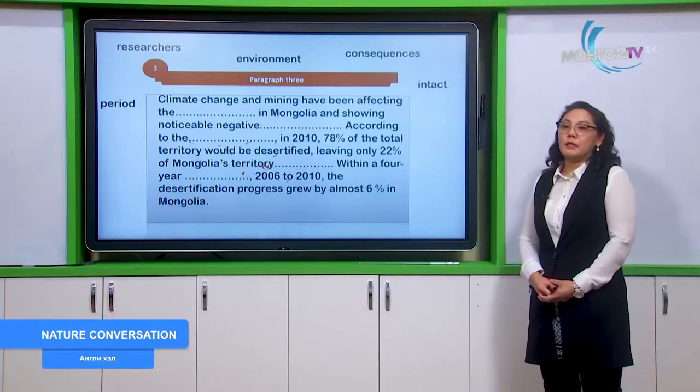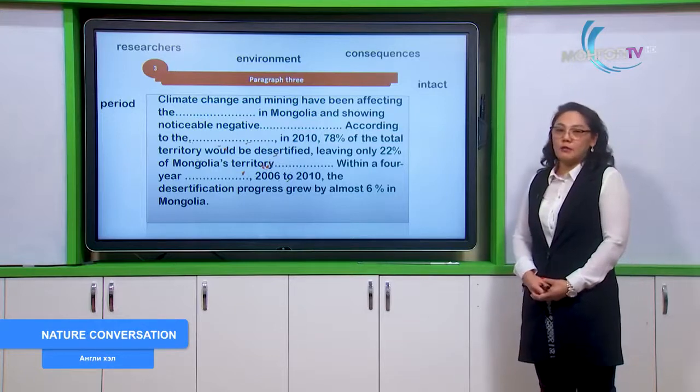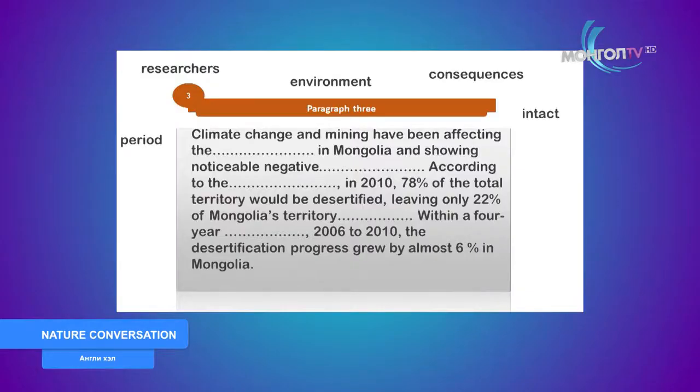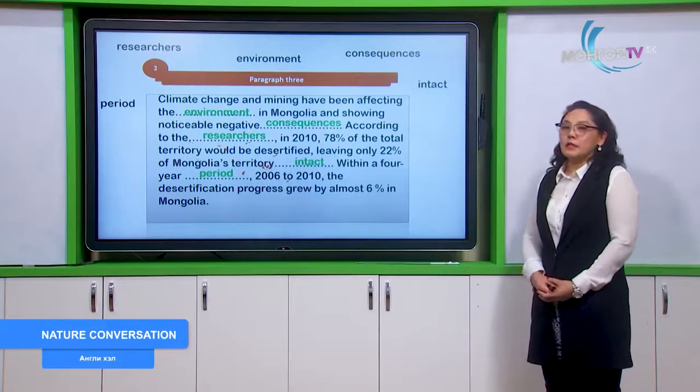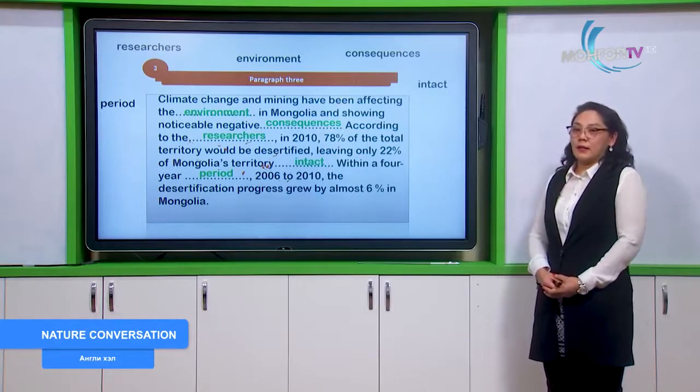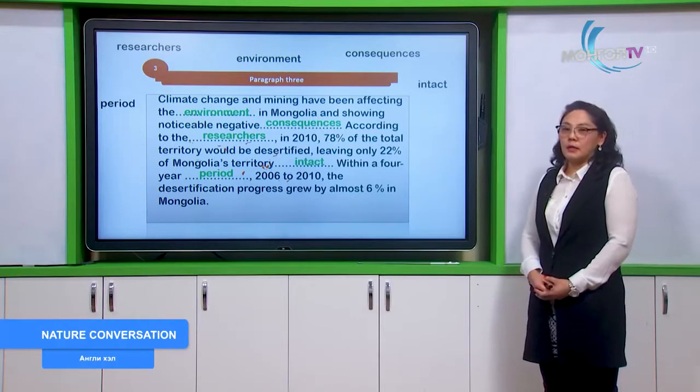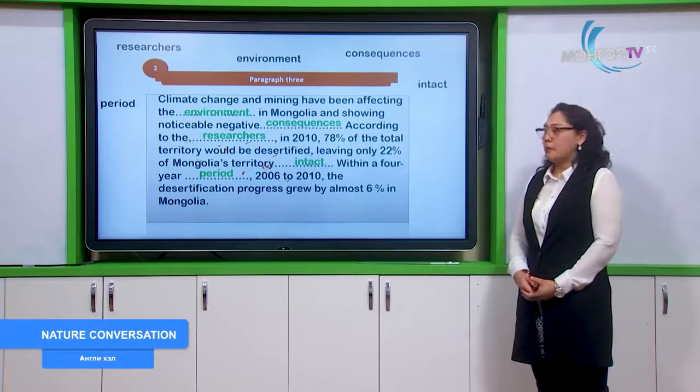Okay, when you are reading the text, you have already done to fill these 5 words. Okay, let's see your correct answer. Number 1 is affecting the environment. Number 2 is noticeable negative consequences. Number 3 is to the researchers. Number 4 is Mongolia's territory intact and within a 4-year period. Okay? And at home, you will read these 3 paragraphs again, and you can translate into Mongolian, and continue to read in your textbook, page 118.